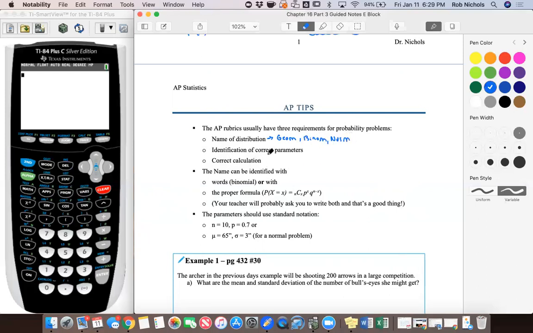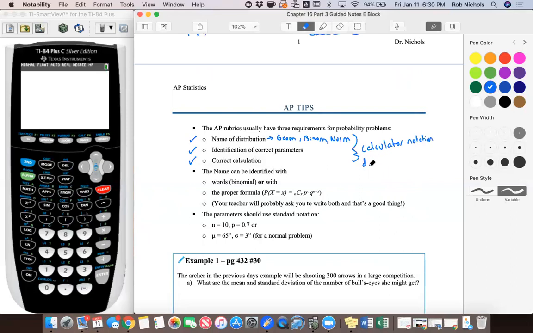You need to identify the correct parameters. Remember, for the geometric, you need a probability of success. For the binomial, you need n and p. And for the normal, you need mu and sigma. And you need to find the correct answer. So we are doing a checklist when we grade the AP exam. Did you mention all three of those things? And then remember, calculator notation does not earn points.